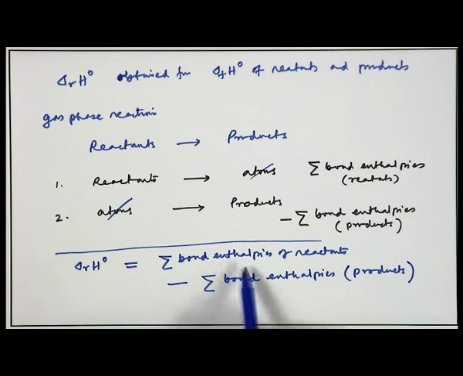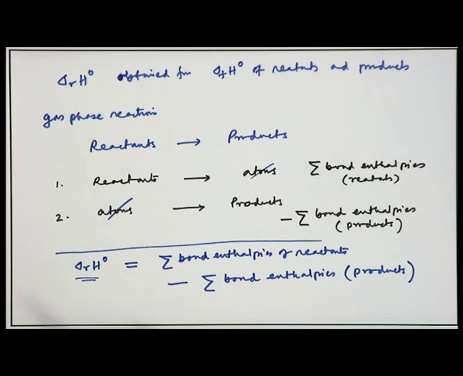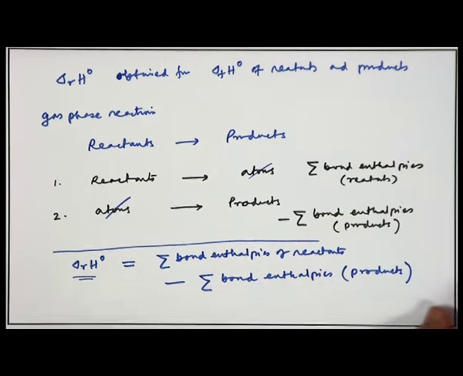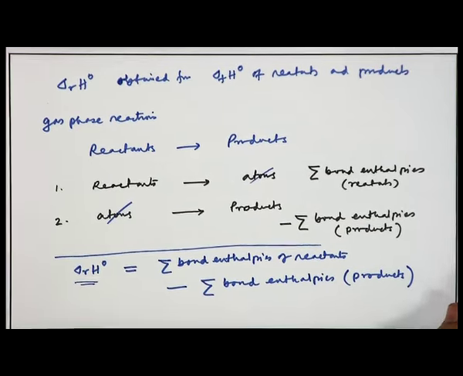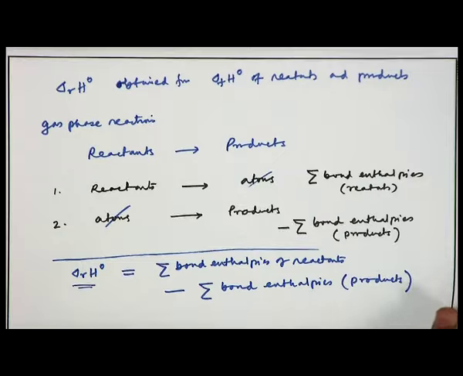So, if we know the bond enthalpies of all the individual reactants and the bond enthalpies of all the products, then from these values we will be able to get the standard enthalpy of reaction for our reaction of interest. This is very useful for chemical engineers when they estimate the reaction enthalpy or standard enthalpy of reaction; they can get the data from bond enthalpies.